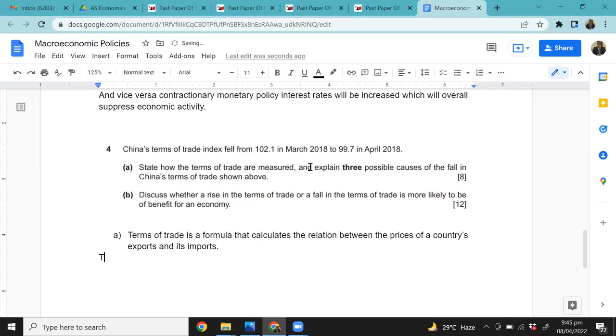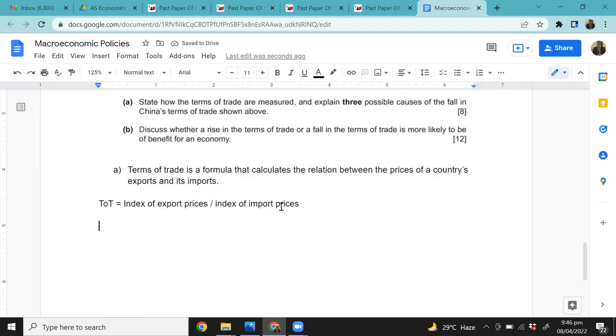Now, the next thing that you should ideally be writing is the formula: index of export prices divided by index of import prices. This is the formula of terms of trade. You have the index of export prices of a country on top and the index of import prices in the denominator. It is very important that you follow this correctly, because you can't mess up the formula. Export prices are always in the numerator and import prices are in the denominator.